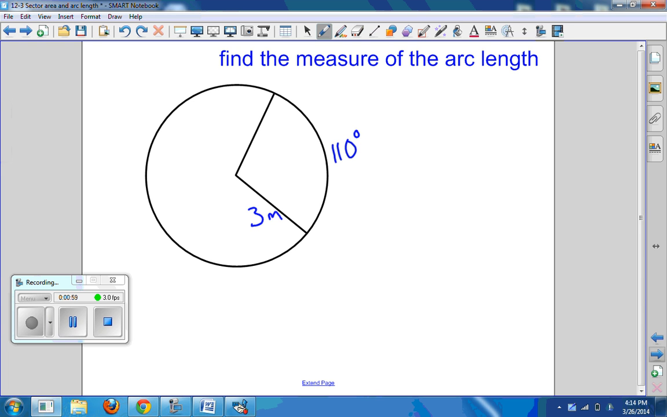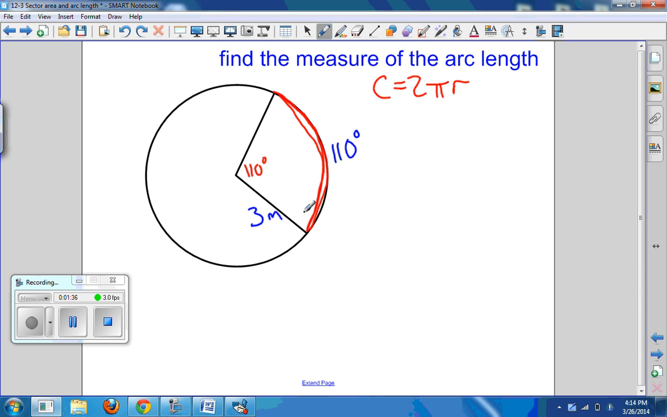So we have a circle here, and we have a central angle and arc measure of 110 degrees, right? And it looks like a radius of 3 meters. So you learned before how to find the circumference of a circle. It is 2 times pi times the radius. We're going to use that in this. We just want to find the distance from here to there. So it's going to be a number that is smaller than the circumference. It's going to be a portion of that circumference.